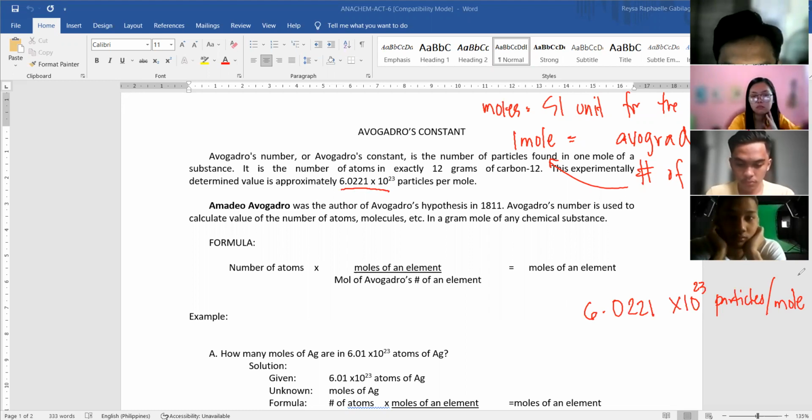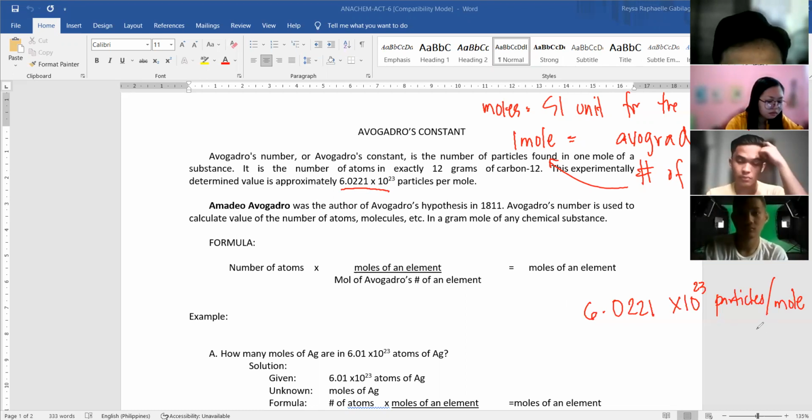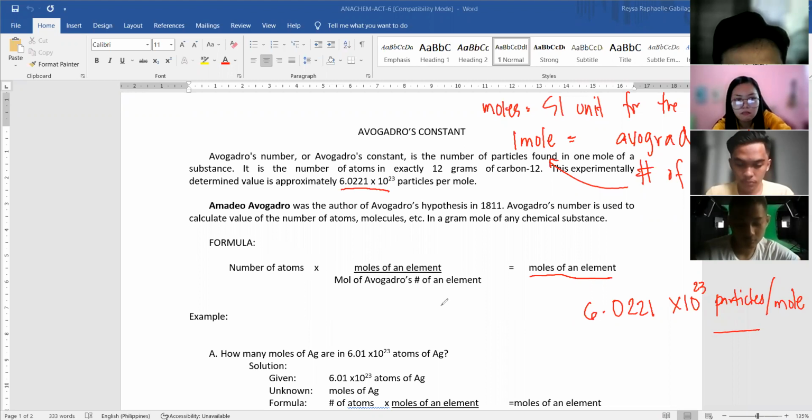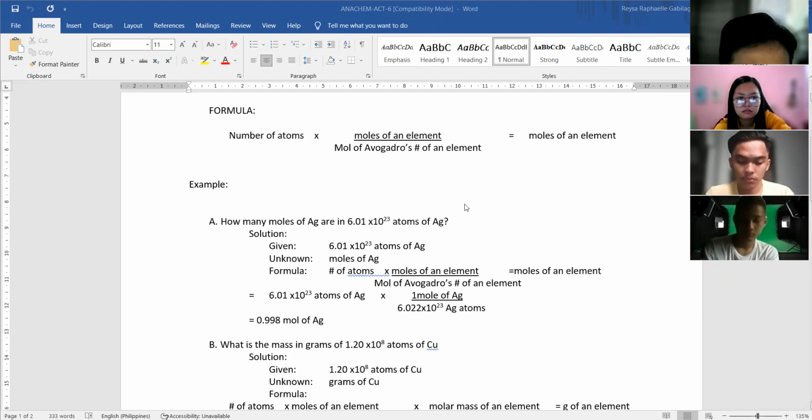Now, for us to know the number of atoms ng isang substance, gagamitin natin si Avogadro's number, and ito yung magiging formula. Ito yung nasa left side, moles of an element. Number of atoms times moles of an element over Avogadro's number of an element, you will get the number of moles. So let me give you an example.